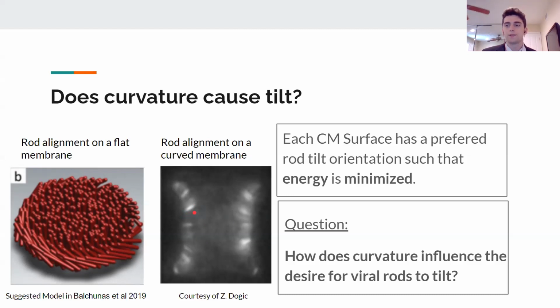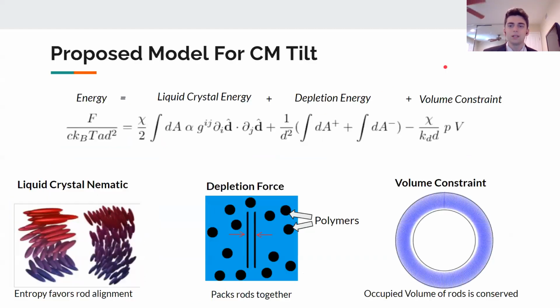So this gives us motivation to ask the question, how does curvature influence the desire for these viral rods to tilt? And a good hint that we have is that each colloidal membrane surface has a preferred rod tilt orientation such that the total energy is minimized. You can think of this in terms of these colloidal membranes being lazy, and they want to tilt such that they spend the least amount of energy possible.